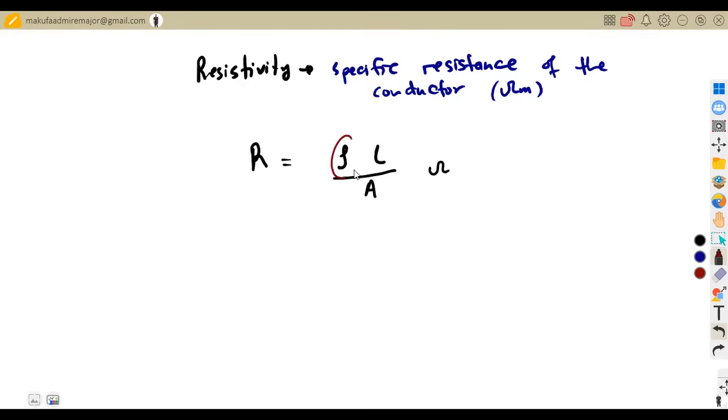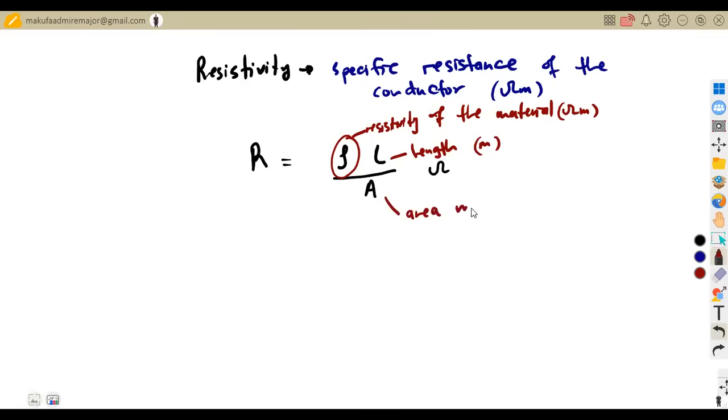Like I said, this is the resistivity of the material, which tells us the type of material that we are working with, measured in ohm meters. Here we are talking about the length of the conductor, measured in meters. Then its cross-sectional area, measured in square meters.